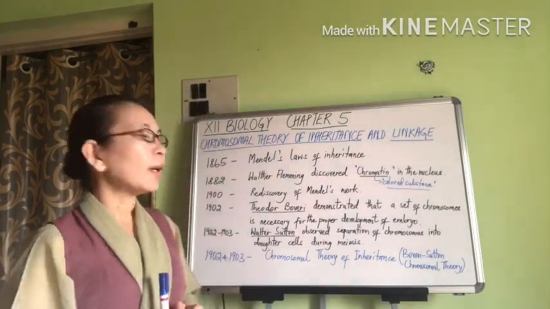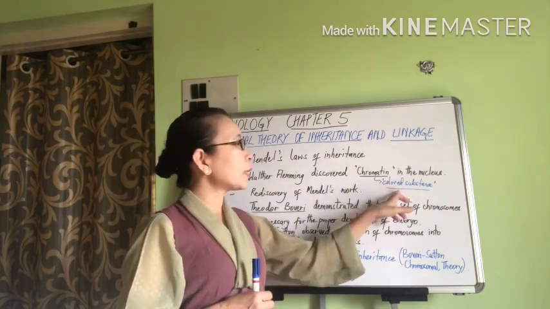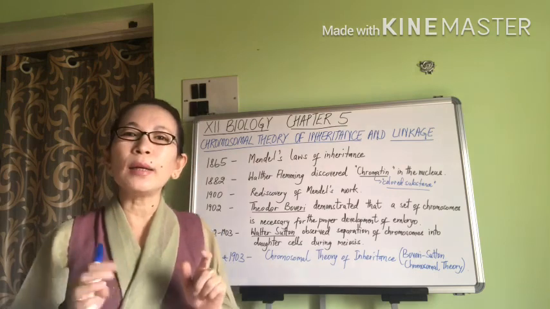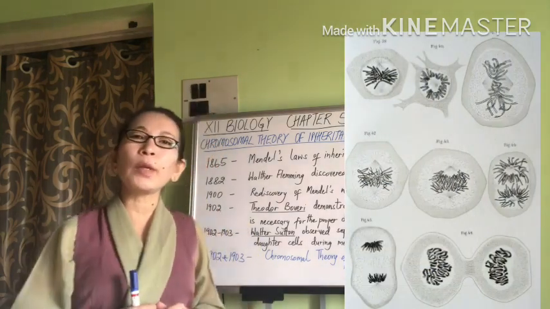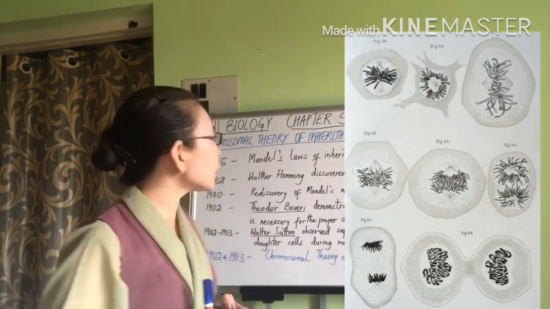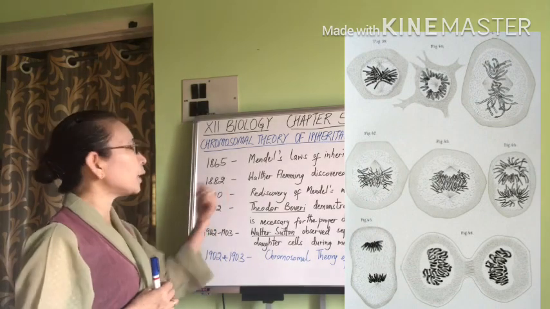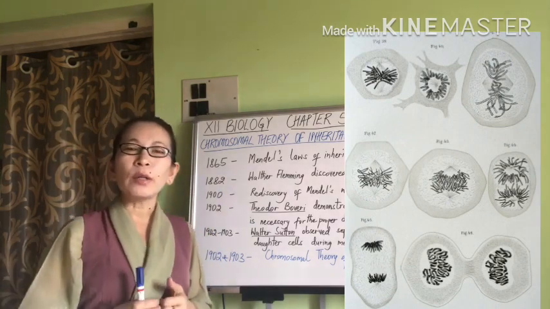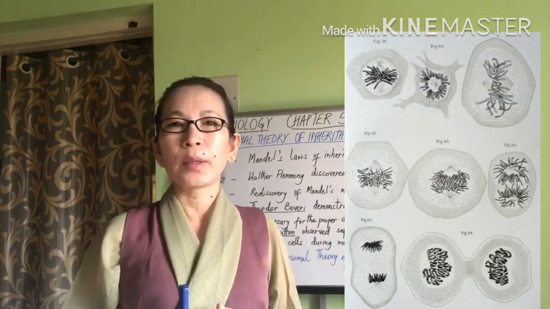He called this colored thread-like material chromatin. And chromatin literally means colored substance. So much of the understanding that we have today about the movement of chromosomes during mitosis originates from the work of Flemming, which was published in the year 1882. However, Flemming failed to understand the role of chromosomes in heredity.